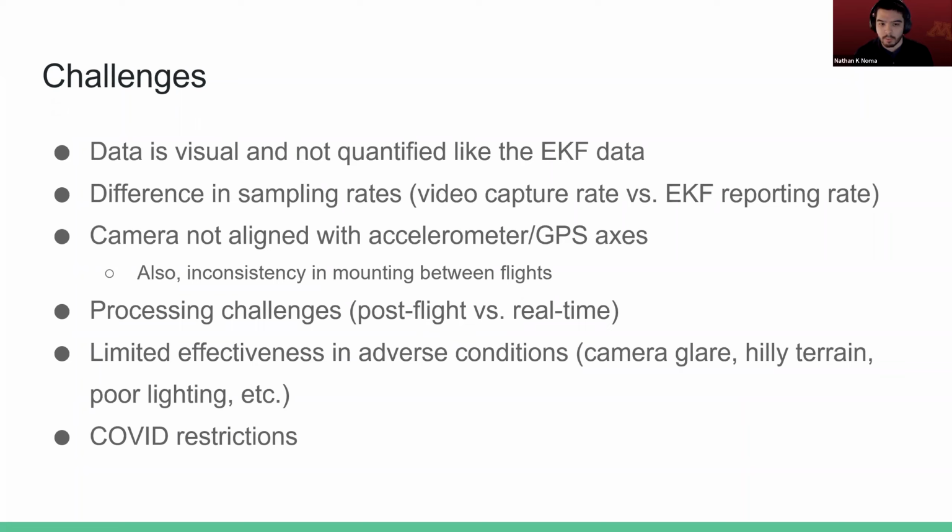The camera might not be aligned with the accelerometer and GPS axes because of the way it was mounted. I got this video from Kurt due to COVID restrictions. I wasn't able to go out and fly, but I just received this from a previous flight that he had conducted. Like I said, I wasn't able to see how the camera was mounted, but some differences might arise if they were not all calibrated together. And there's inconsistency in mounting the camera angle between flights. If the camera angle changes between flights, it's harder to compare the data between flight sets and get a better idea of how it performs from flight to flight.